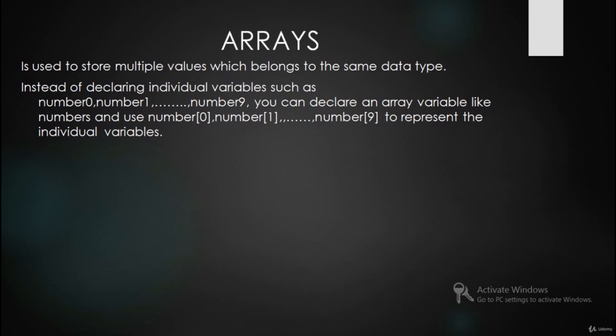Hi, in this topic we are going to learn something about arrays. An array is used to store multiple values which belong to the same data type. Instead of declaring individual variables such as number0, number1, number2, up to number9, you can declare an array variable like numbers and use numbers[0], numbers[1] and so on to represent the individual variables. So let's explain this with a diagram.